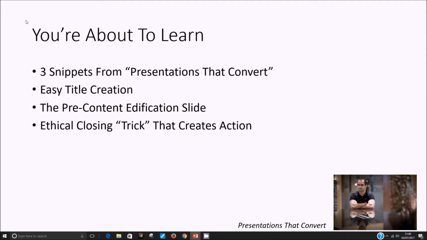Okay, in the Presentations That Convert training, I go slide by slide exactly what you should say, when and how, in the right order. The first one, easy title creation, we're going to kick off with that and then jump into a couple of slides a little bit later on. So let's start with that.